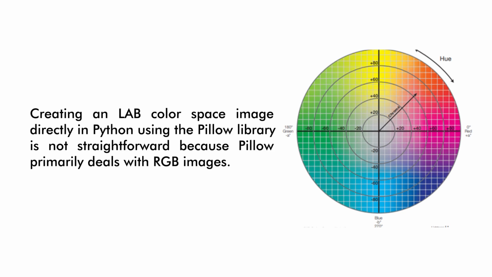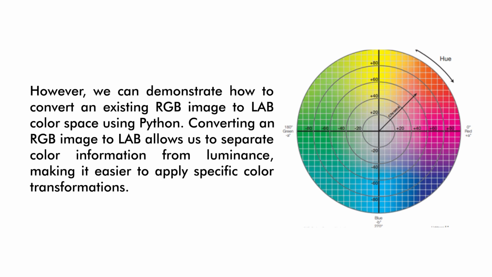Creating a lab color space image directly in Python using the Pillow library is not straightforward because, again, Pillow primarily deals with RGB images, as we discussed in our previous slides. However, we can demonstrate how to convert an existing RGB image to lab color space using Python. Converting an RGB image to lab allows us to separate color information from luminance, making it easier to apply specific color transformations.